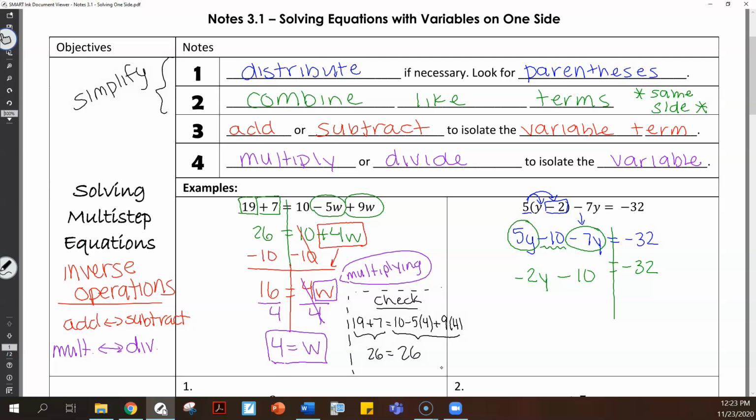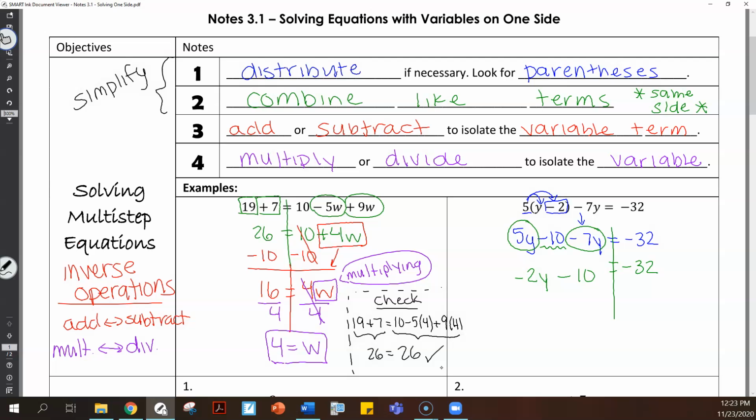If I end up with a true statement, 26 equals 26, that means I did this correctly and that w equals 4. You should be checking your work every time you do these. It's a great way to catch any mistakes you may have or make sure that you're correct before you actually submit it for grading. So in my second example, I already did the distributing.